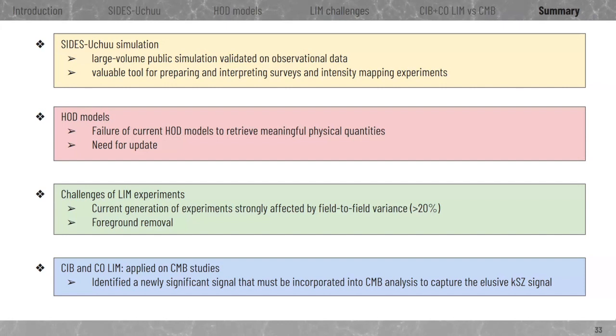The main challenge of such analysis for line density mapping is the field-to-field variance that all the current generation instruments will suffer, more than 20%, more than 50%, I would say. Another big challenge is the foreground removal and the line deconfusion. And finally, the last result I showed you is how this line density mapping or CIB mapping can help to improve analysis like the CMB analysis, like the one for KZ.